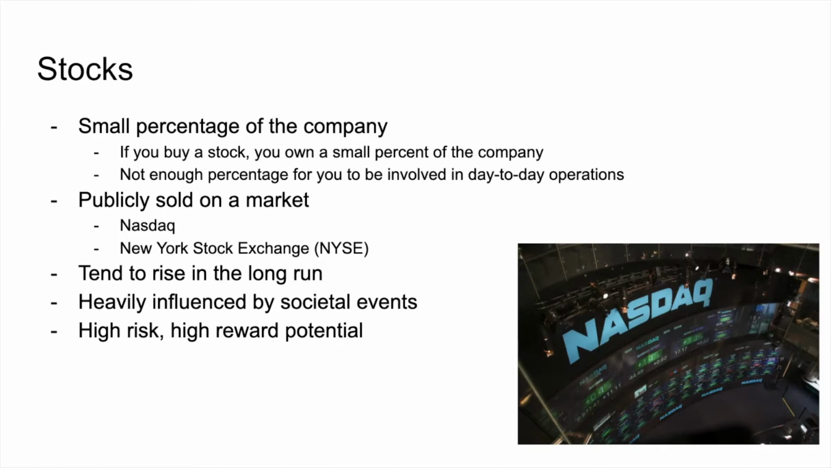These markets, though they both sell stock, have their differences, which is something we can discuss at a later time. Now, something really interesting about stocks is that they tend to rise in the long run. If you take a company, look at its stock from, say, 5 years ago, it's probably doing much better now. However, as you may know, stocks are much more volatile in the short run.